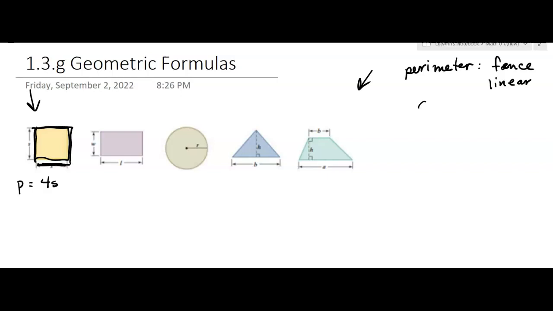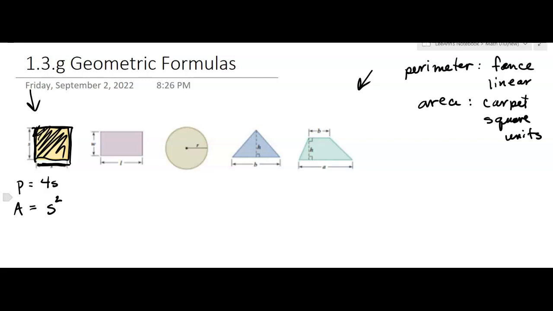The area, okay, now we're like laying tile or carpet on the floor, and it's measured in square units. So square feet or square meters or square inches, something like that. And it's like you're laying carpet or tile or something. It's going to fill this in. Okay? So the area of a square is S times S, or S squared.